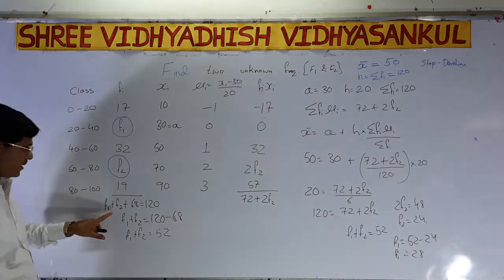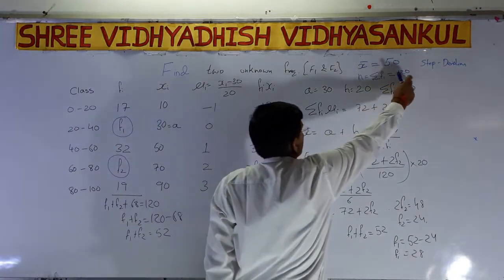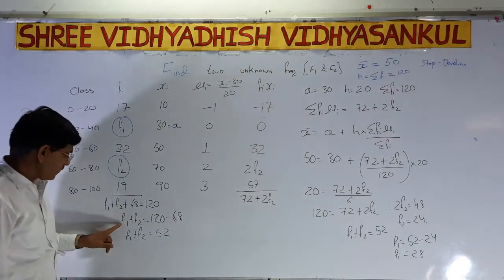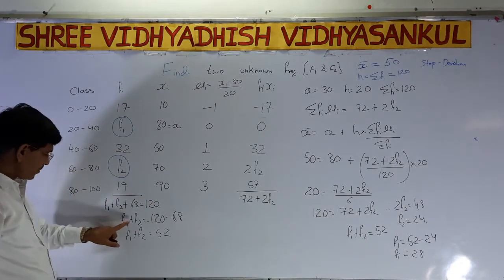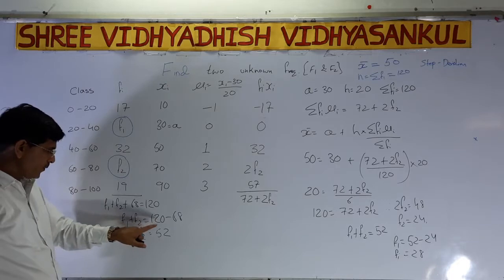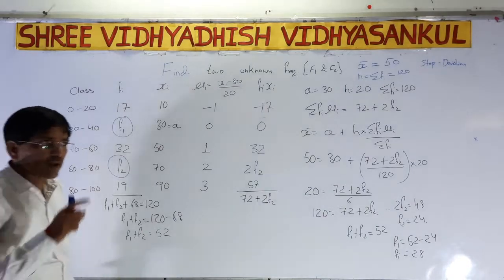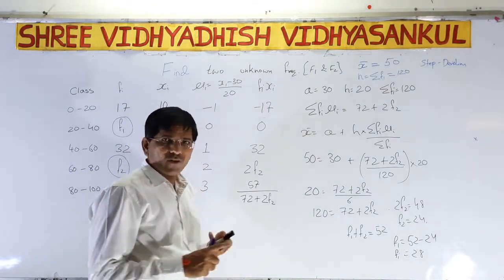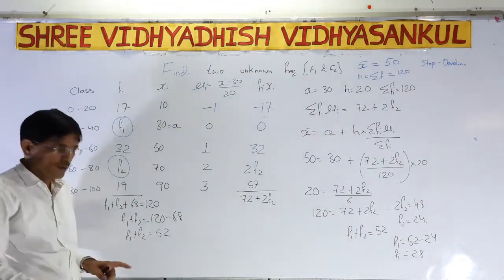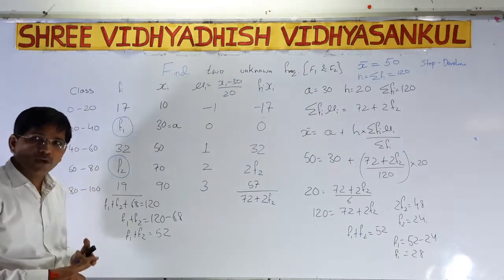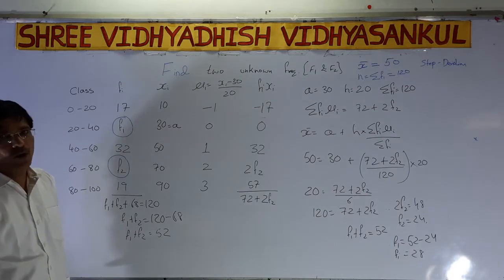So F1 plus F2 plus 68 is equal to 120 because the total 120 is given. So F1 plus F2 is equal to 120 minus 68. So F1 plus F2 is equal to 52. It means when you find the answers F1 and F2, the total must be 52. Whatever values of F1 and F2 you get, the sum is always equal to 52. Otherwise you have got a wrong answer.